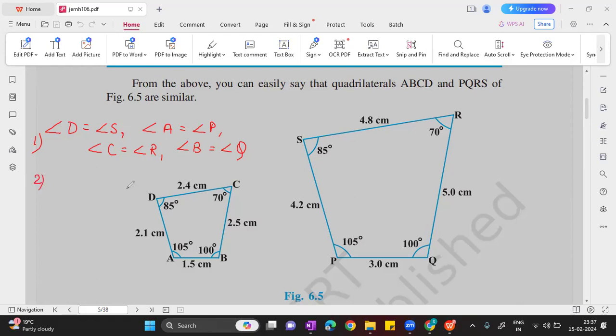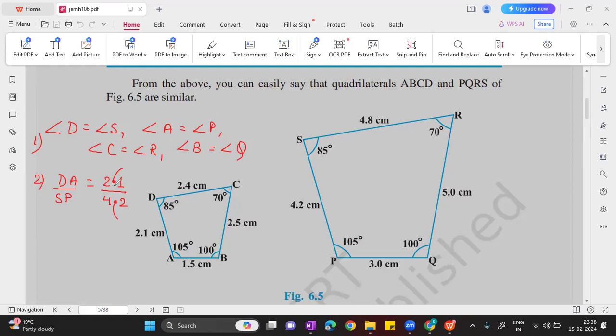Now, the second condition, whether the ratios are proportional or not. So, for that, let's check DA upon SP, Manya. Can you tell me what is the length of DA? 2.1 centimeter. Very good. So let's not write centimeters, just write the value. So 2.1. What is the length of SP? 4.2. Now you know, Manya, that in a decimal number, if we are having the same number of digits after the decimal, we can just remove the decimal. It will just cancel. Do you know this concept?